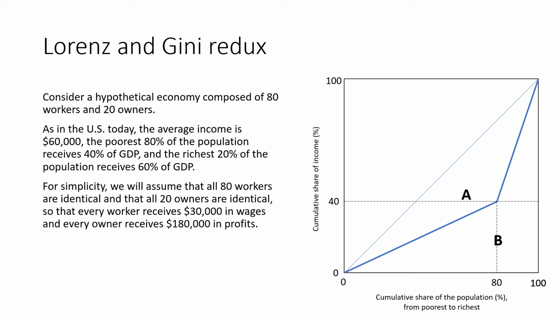To make sense of that, right? If you have 80 workers, or 80% of the population, receiving 40% of GDP, that means that they're each receiving half of GDP per capita, because 80% of the people are splitting up 40% of the income. Since GDP per capita is $60,000, that's how we know the wages for everyone are $30,000.